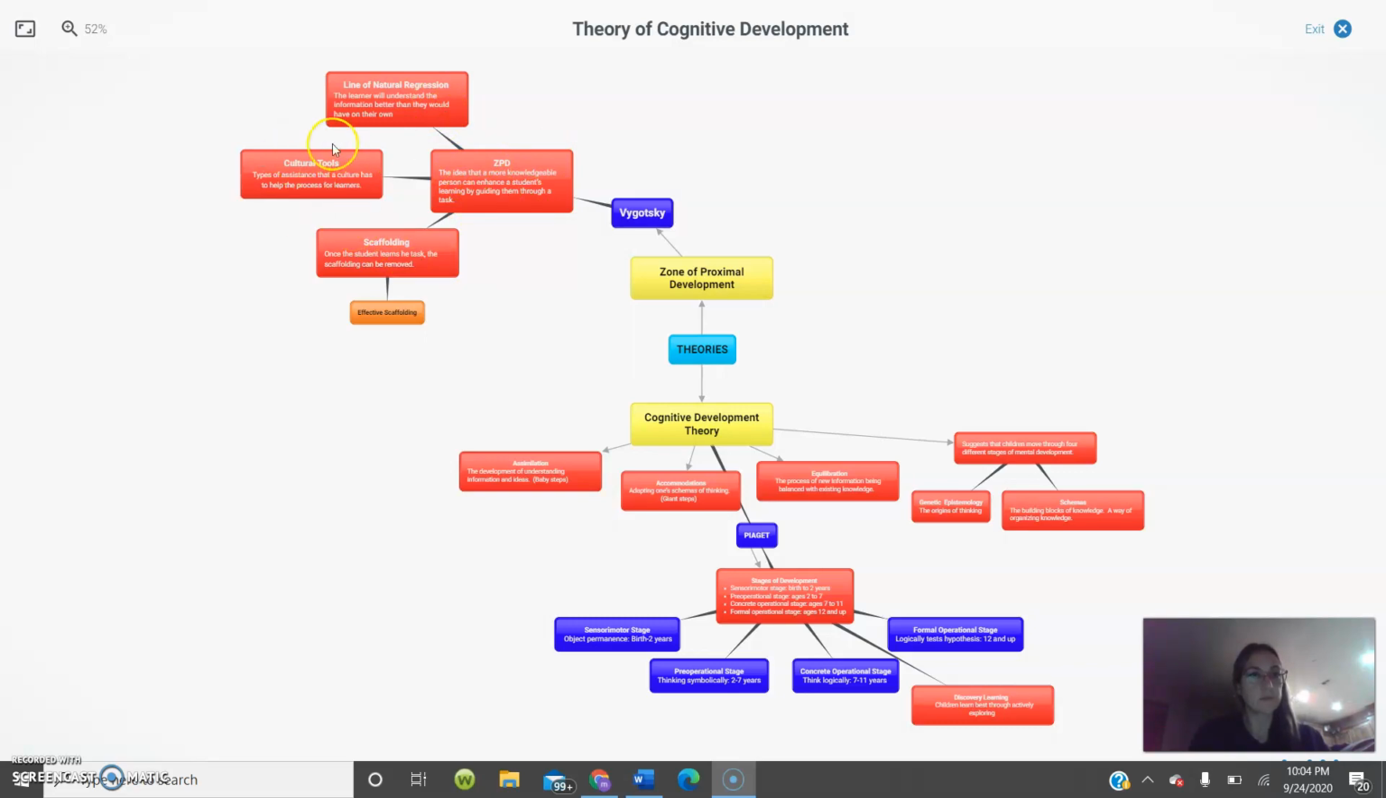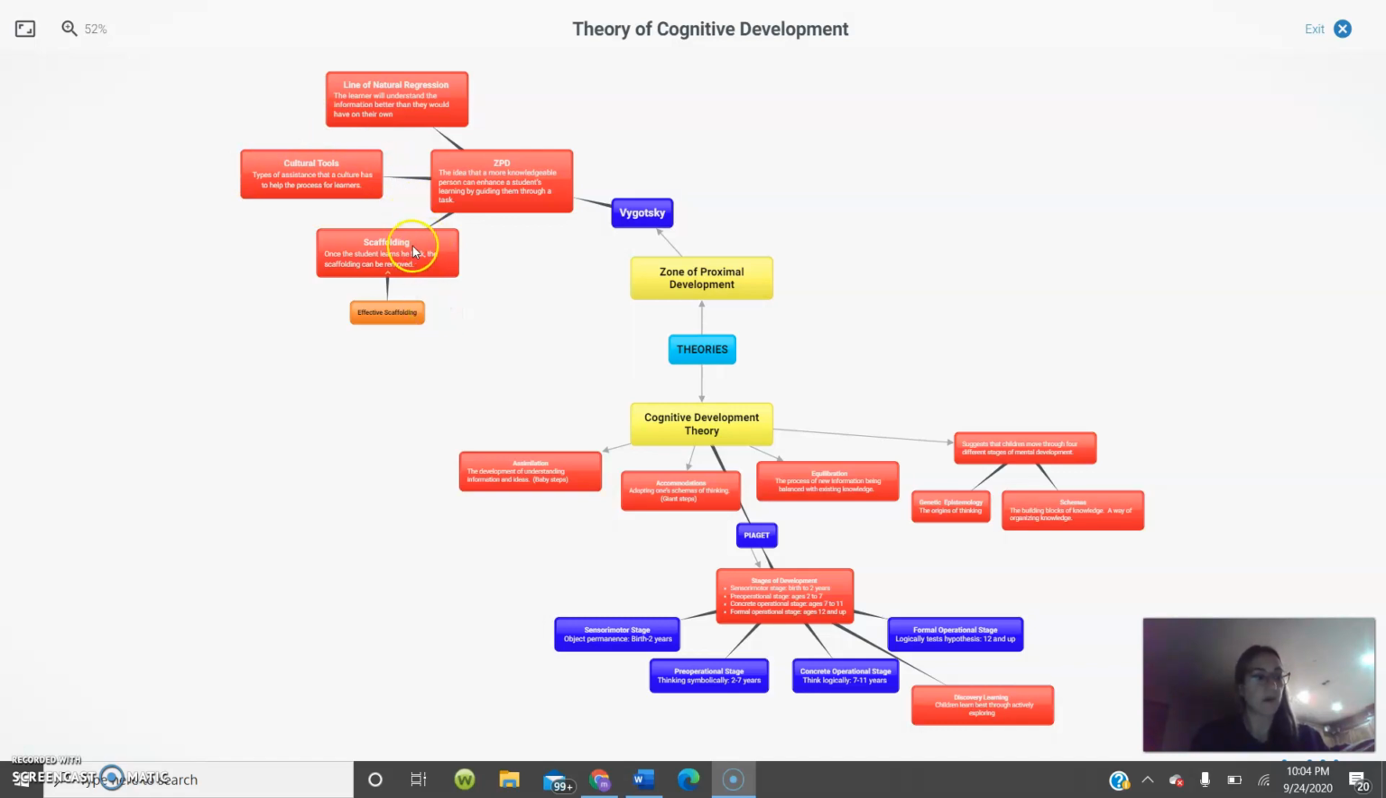Cultural tools is what I'm going to be focusing on next. And this is types of assistance that a culture has to help the process of learners. So for some of the examples would be, in the United States, we have a lot of technology, whereas they don't have so much of that in third world countries.